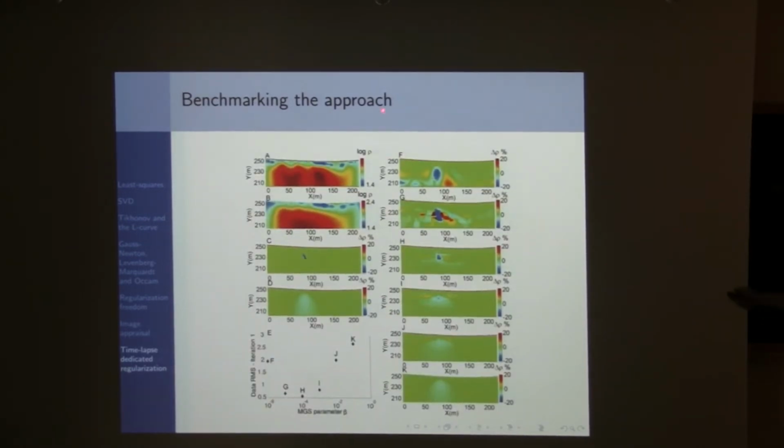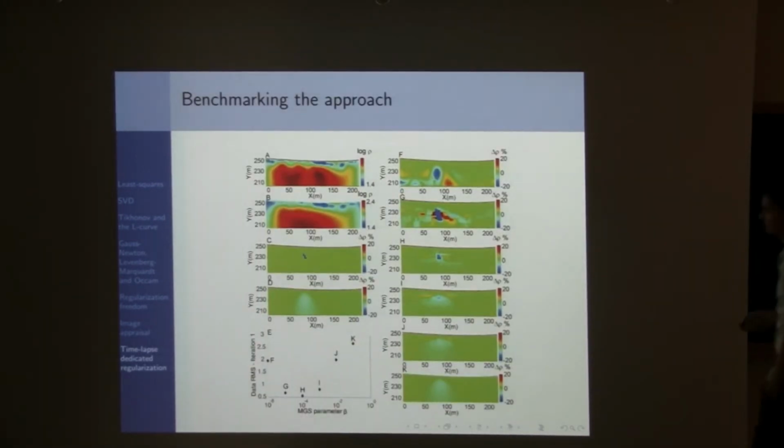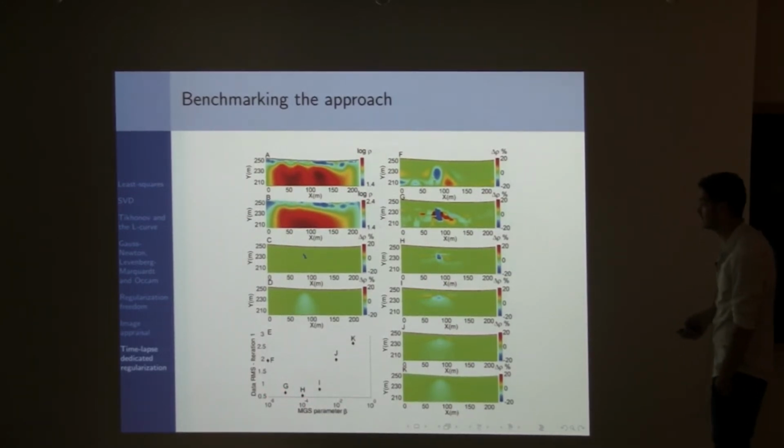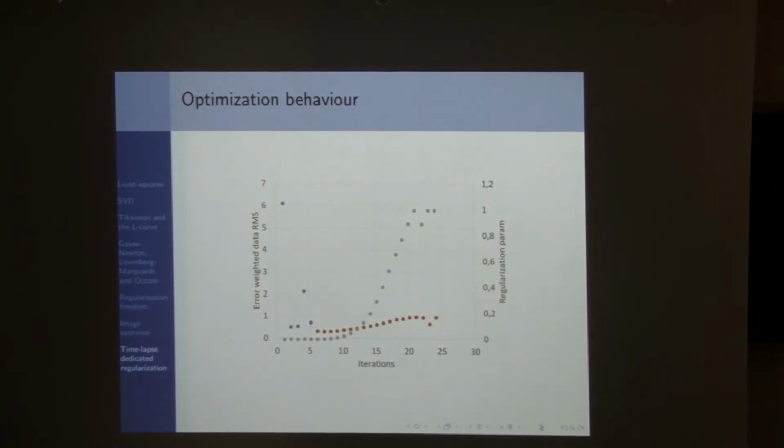So if you benchmark it, the difficulty was that you can parameterize this function with a beta value, and the difficult part was to find the beta value that would give you the correct images. That was not clear. So here we looked at the time-lapse data RMS, and we took the beta that yielded the lowest time-lapse data RMS, this H1 value. You see that it's the closest one to what we want to reconstruct. So this benchmarked the approach.